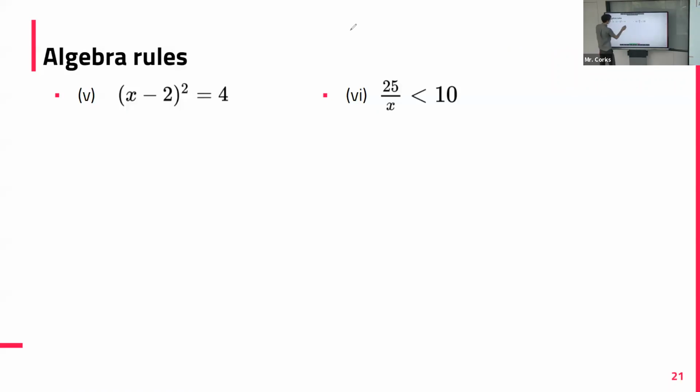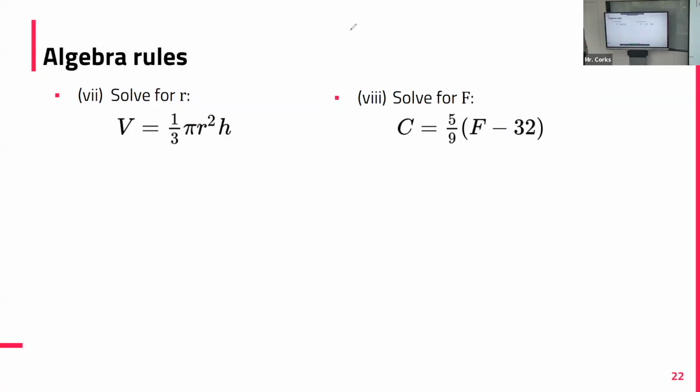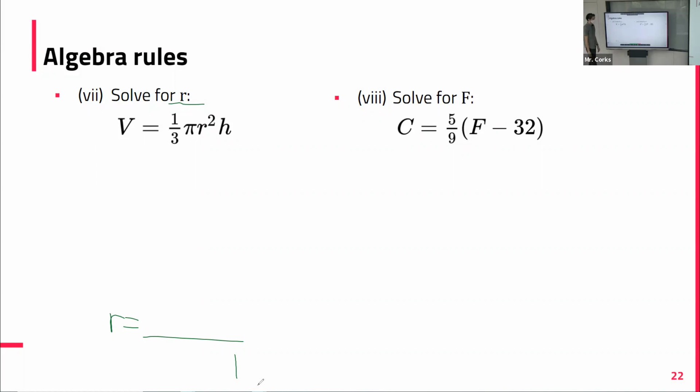Okay, and last 2. The algebra happening here is not very hard, but some students just get confused about the style of the question. So solve for R. This is saying we want to take this formula here, which you may recognize from geometry. We want to turn this into R equals something. So we want R to be alone on one side and everything else to be on the other side. So what is our first step here?